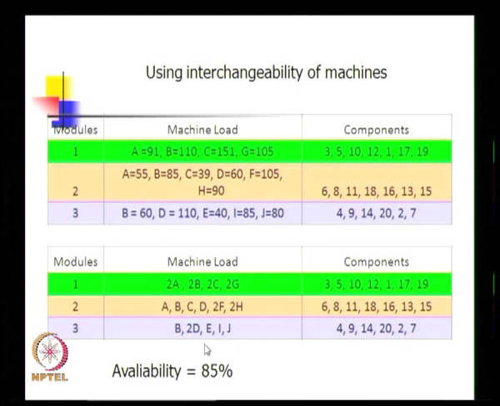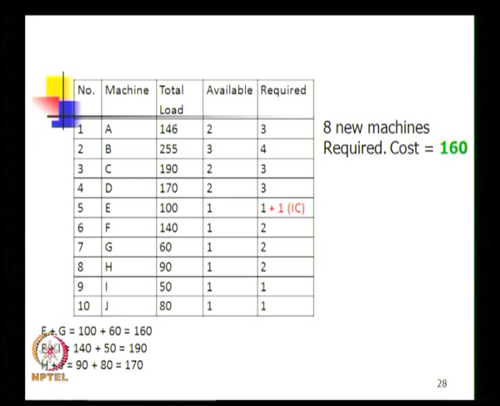corresponding components. The number before A, that is 2A, would indicate that due to capacity requirements and demand of the components, we would require 2 units or 2 copies of machine A in that cell. So, this gave us a solution considering the available machines and the required machines. We said that 8 new machines are required. The problem also tells us that each machine costs 20 lakhs for the sake of illustration. So, we have one solution with no intercell move, with more duplication of machines, which would cost us 160 lakhs.